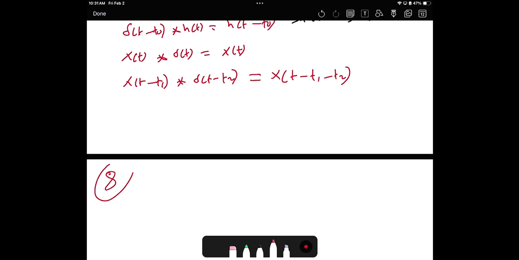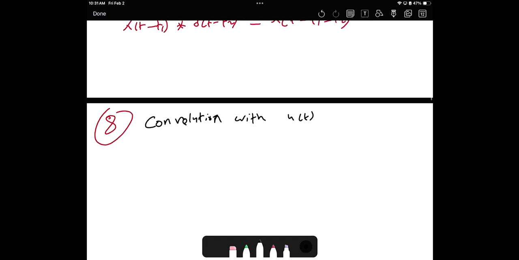So number 8, convolution with step function u of t. How can we do the convolution with u of t? Let's see the equations. Once we figure out the equations, we can use the result. We don't need to do the integration every time. Once we know it, we'll apply it directly.